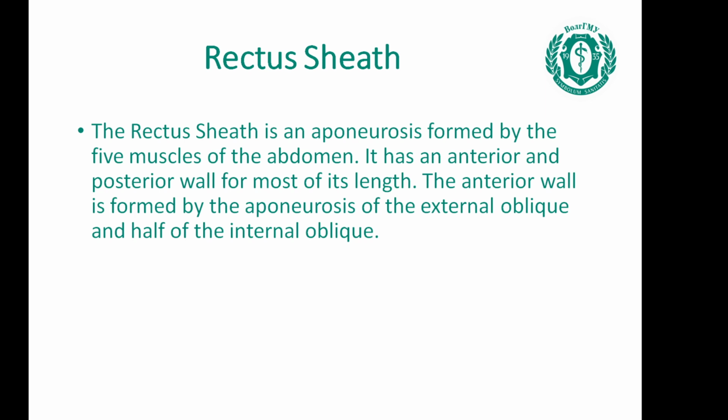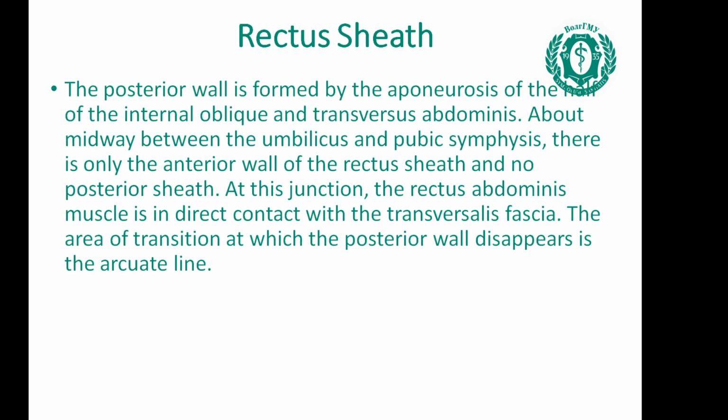It has an anterior and posterior wall for most of its length. The anterior wall is formed by the aponeurosis of the external oblique and half of the internal oblique. The posterior wall is formed by the aponeurosis of the other half of the internal oblique and transversus abdominis. About midway between the umbilicus and pubic symphysis, there is only the anterior wall of the rectus sheath and no posterior sheath. At this junction, the rectus abdominis muscle is in direct contact with the transversalis fascia. The area of transition at which the posterior wall disappears is the arcuate line.